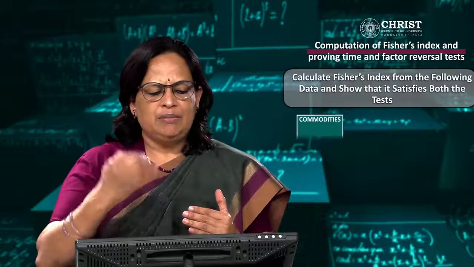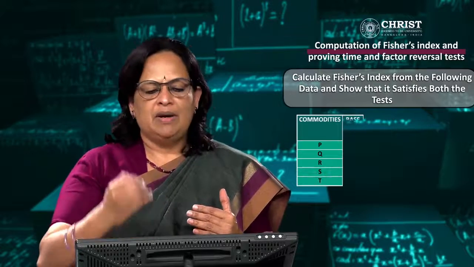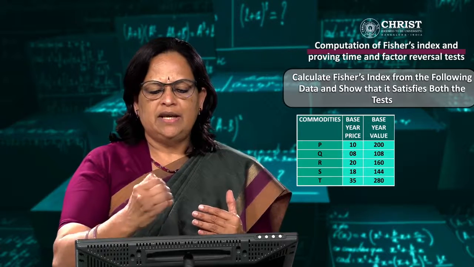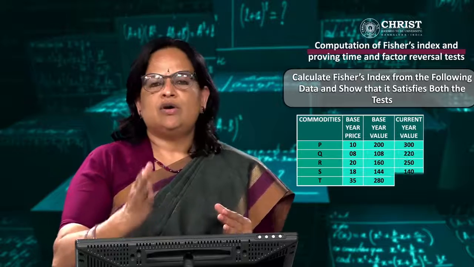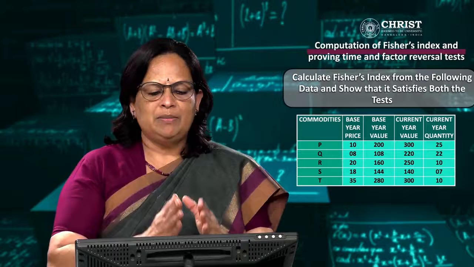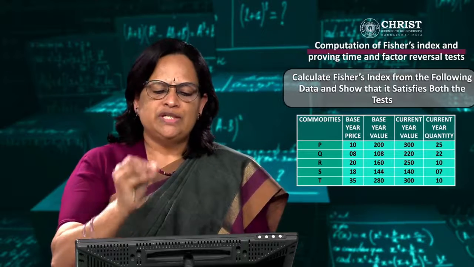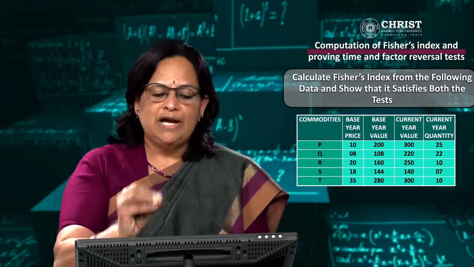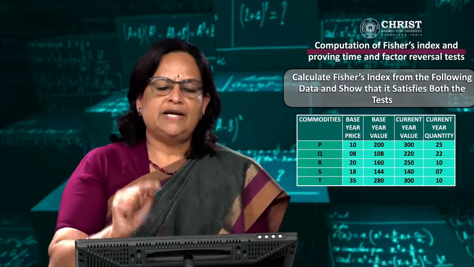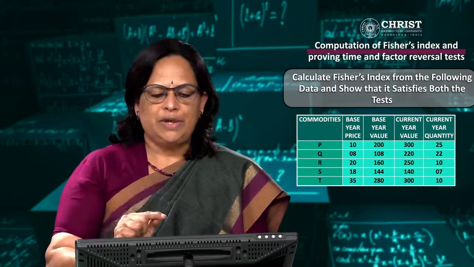So commodities P, Q, R, S, T, base year price is 10, 8, 20, 18 and 35. For the next column you have to remember that this is an adjustment. It's base year value, meaning it is not Q0, it's P0 Q0. So the value, it's not the quantity: 200, 108, 160, 144 and 280.